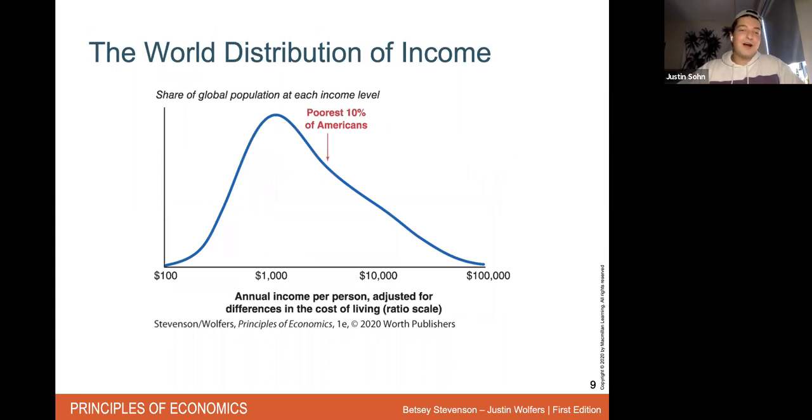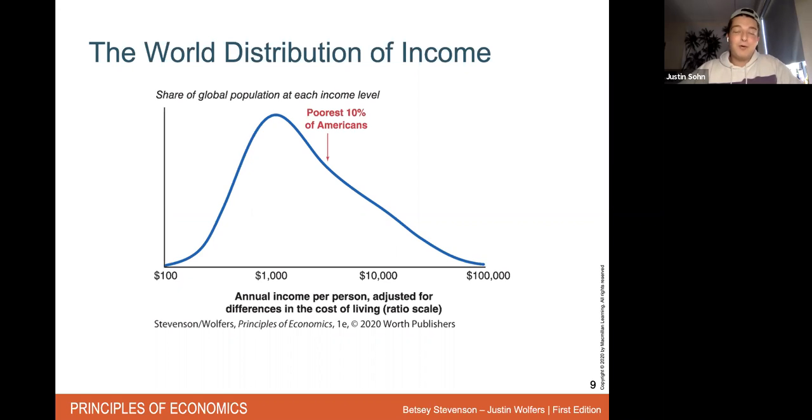And just one last graph to really drive home the point: the world distribution of income. This is the share of global population at each income level, between $100 and $100,000. You can see the hump of the graph, where the most people lie, is around that $1,000 mark. Just think about it, this is the annual income per person. So this is a full year's income of $1,000, which is pretty crazy.